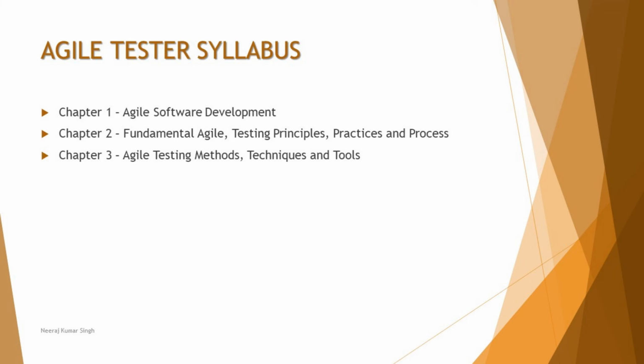So chapter 1 talks about the fundamentals of Agile, talking about the characteristics and attributes of it. Chapter 2 talks about, hey, what are the fundamental Agile testing principles, practices, and processes. And then chapter 3 will talk about the testing methods in Agile, techniques in Agile, and the various tools which are specific to Agile.